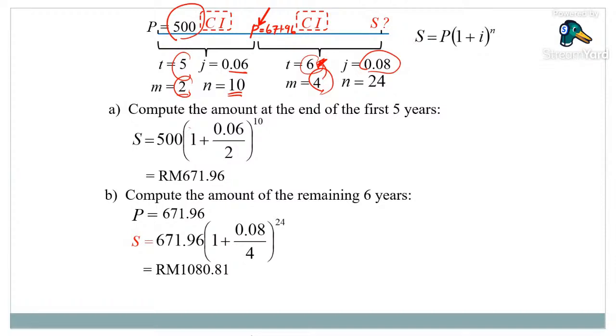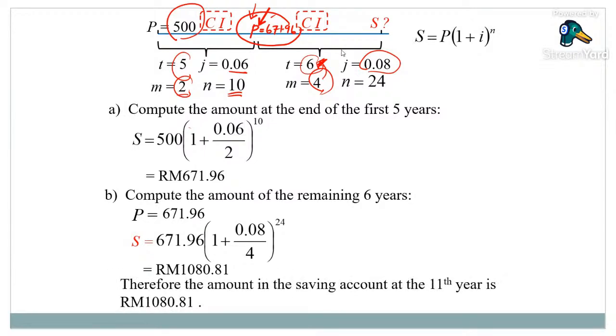So, apa yang penting kat sini, you kena pastikan you cari dulu future value untuk tahun kelima, dan future value tahun kelima tu akan jadi principal untuk the next 6 years pula. Macam tu. Okay, therefore the amount in the saving account at the 11th year is 1,080.81 ringgit.